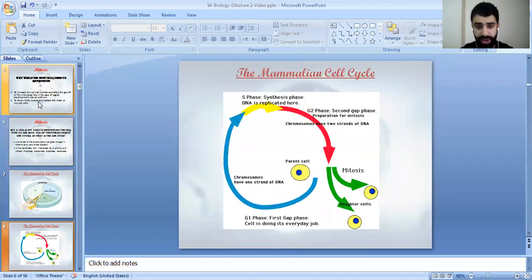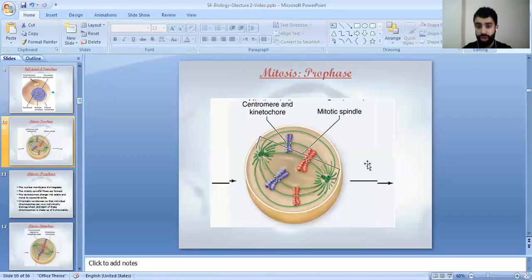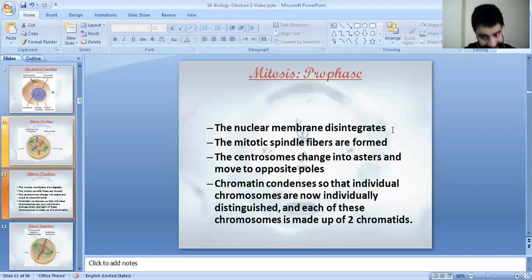So here is the process. As I said, during the S phase, the synthesis phase, the DNA is replicated. So we have replication of the DNA. Cells in interphase are in the form of chromatin. We don't have chromosomes, we have chromatin. So during the prophase, the nuclear membrane disintegrates. You have to study these events. The mitotic spindle fibers are formed. The centrosomes will change into asters and they move to the opposite poles of the cell. The chromatin condenses, and individual chromosomes are distinguished. Each chromosome is composed of 2 sister chromatids.